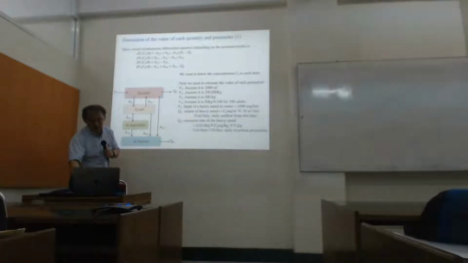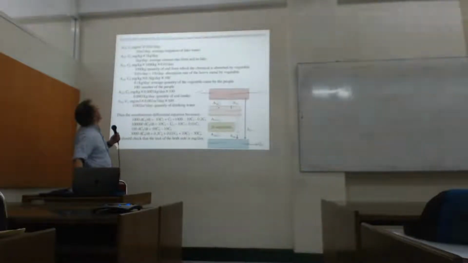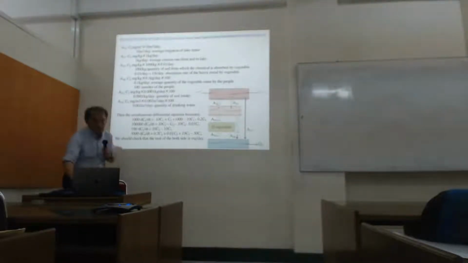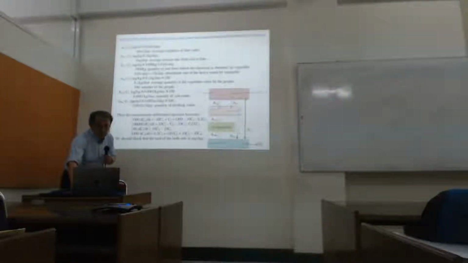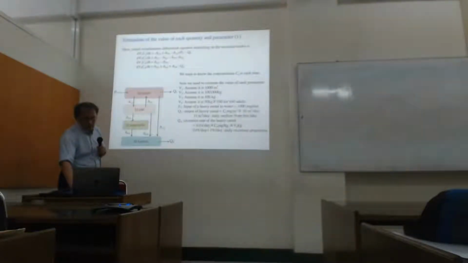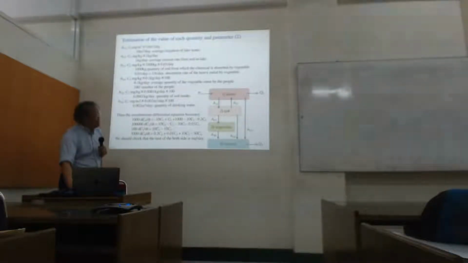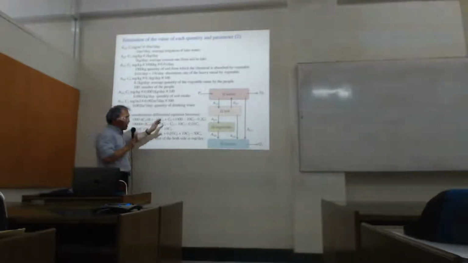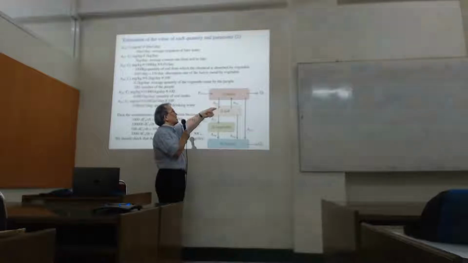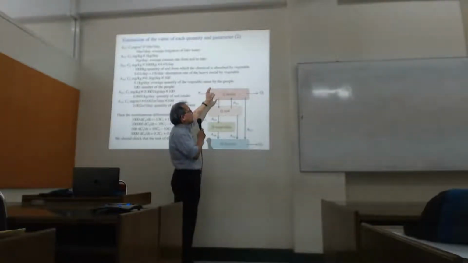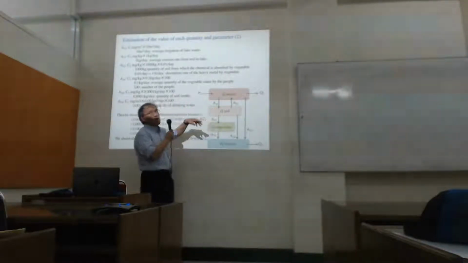From now you can assume the values of parameters. I don't know why there is some kind of malfunction here. Sorry. Okay. And the expression of the value of each quantity and parameters. So now we need to estimate the flow rate from compartment to compartment.